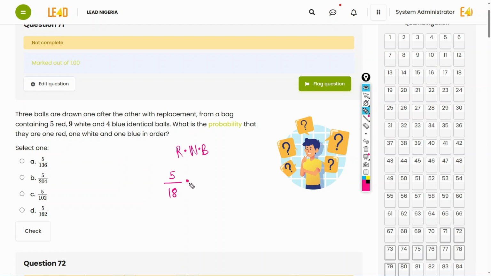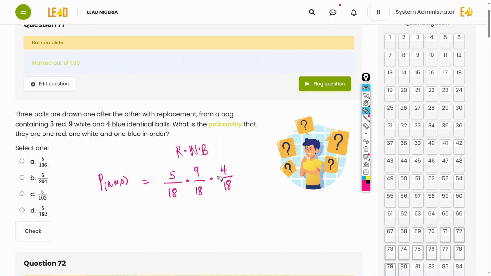times the probability of drawing a white. Now, since it was replaced, that means that the distribution of the balls remains the same, right? So it's just going to be 9 out of 18. And for blue it's going to be 4 out of 18. All right, so that's the probability of red, white, blue in order.